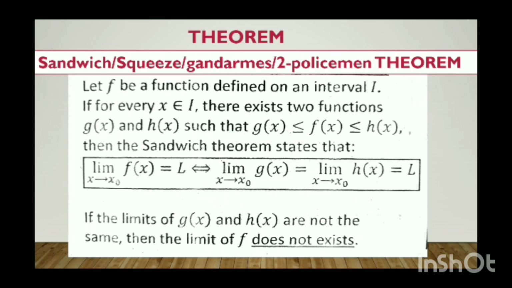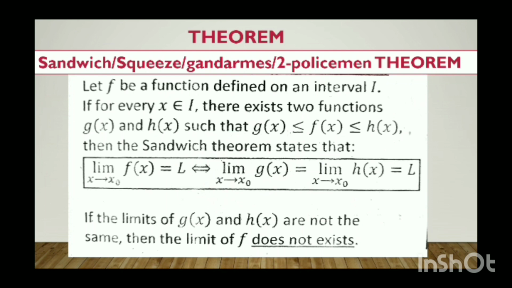So now, why do we call this the Gendarme theorem, or the sandwich theorem, or the squeeze theorem, or the two policemen theorem? I'm going to explain with the policemen. In this case, the policemen are g of x and h of x, and f of x is the bandit or the thief. So imagine two policemen coming to arrest a thief.